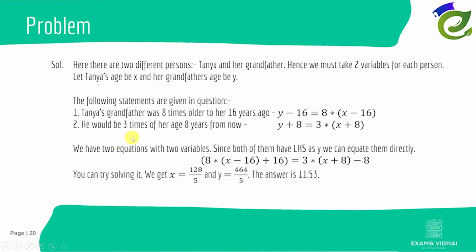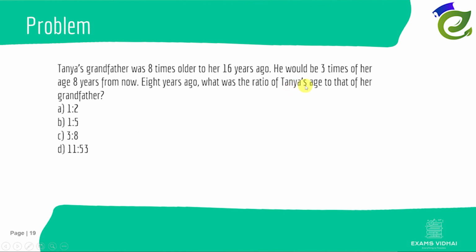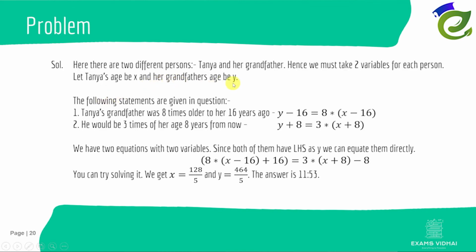Okay, so here there are two different persons. What are the unknowns asked? What is the ratio of Tanya's age to her grandfather's? So we need to find her age and her grandfather's age, meaning we have two variables, two unknowns. One is Tanya's age and the other is her grandfather's age. So make Tanya's age x and her grandfather's y. So what are the hints given in the question?